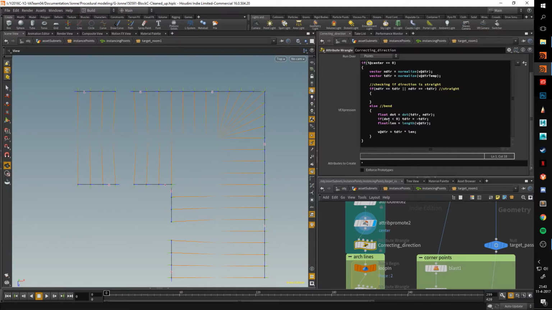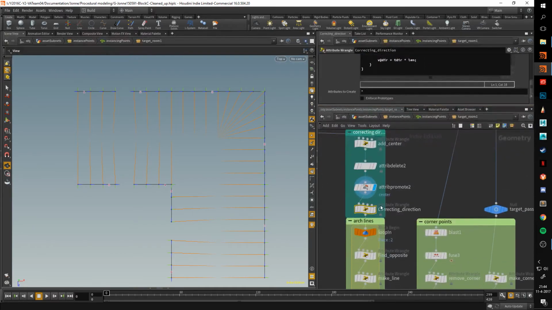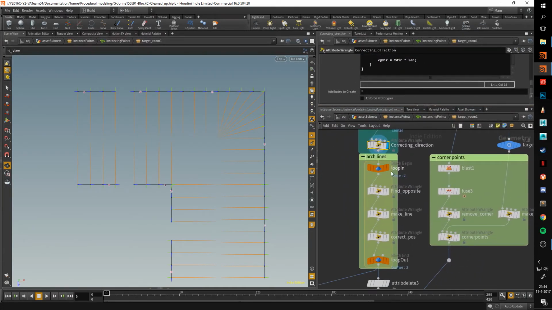I then take the length of the directional vector, that's the long orange one, and I multiply it with the temporary vector, which basically just corrects it. So it flips it and it corrects it. So now it's straightened out. Then the second thing began.